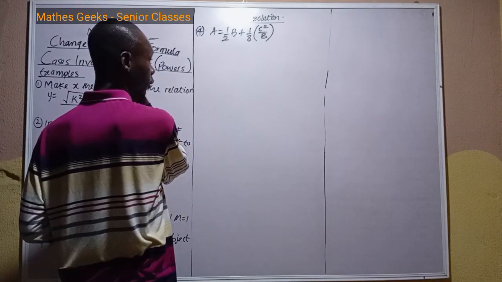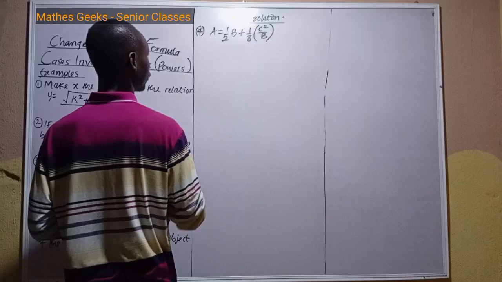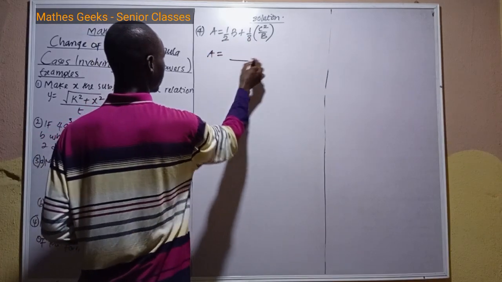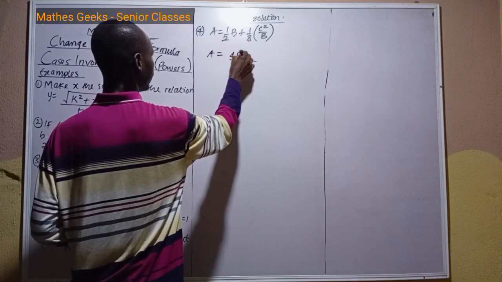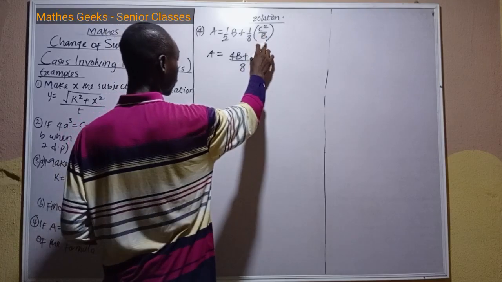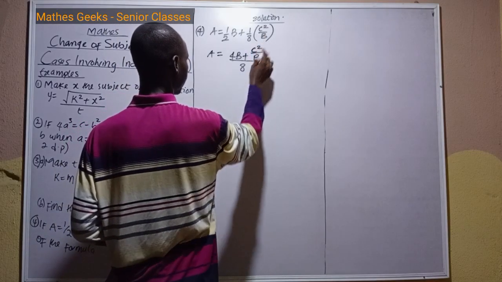So what we have is a fraction. The first thing is to simplify the fraction. The LCM of 2 and 8 is 8. So A is equal to 8 into 2 is 4, 4 times B is 4B, plus 8 into 8 is 1, 1 times C squared over B, that will be C squared over B.